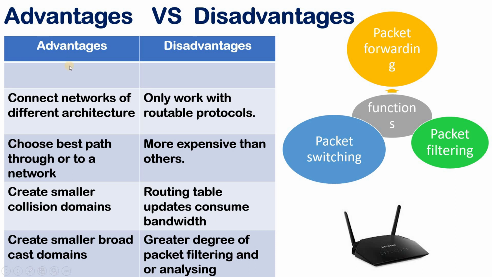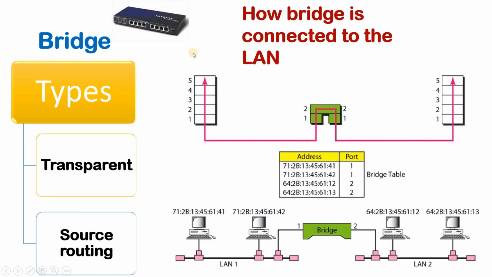When we consider the advantages of a router, we can connect networks of different architectures through the router. We can choose the best path to a network, and create smaller collision domains and smaller broadcast domains. But the disadvantages of using a router are that it only works with routable protocols, and it is more expensive to purchase compared to other devices. Routing table updates consume bandwidth, and there is a greater degree of packet filtering and analyzing. Those are the disadvantages of using a router.